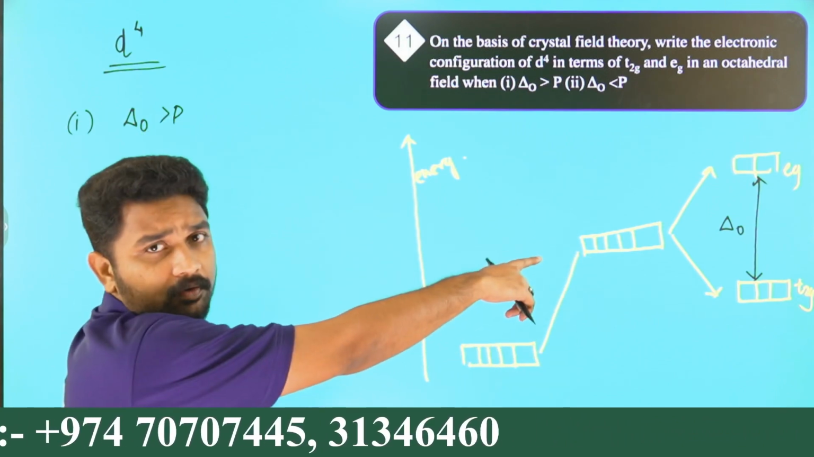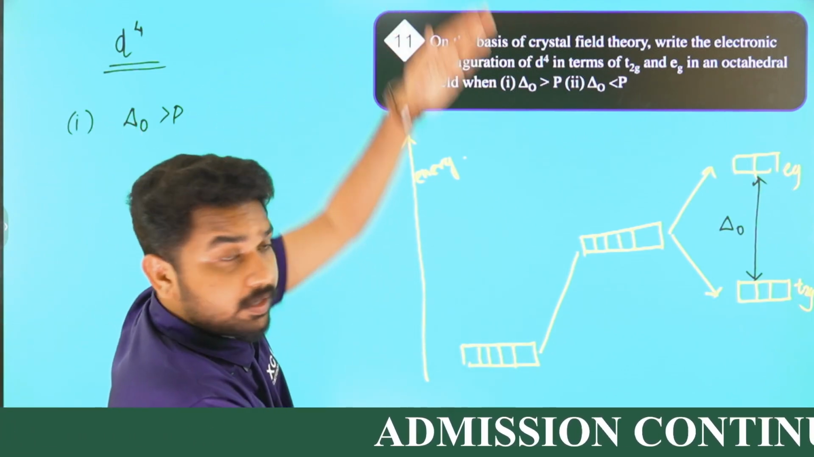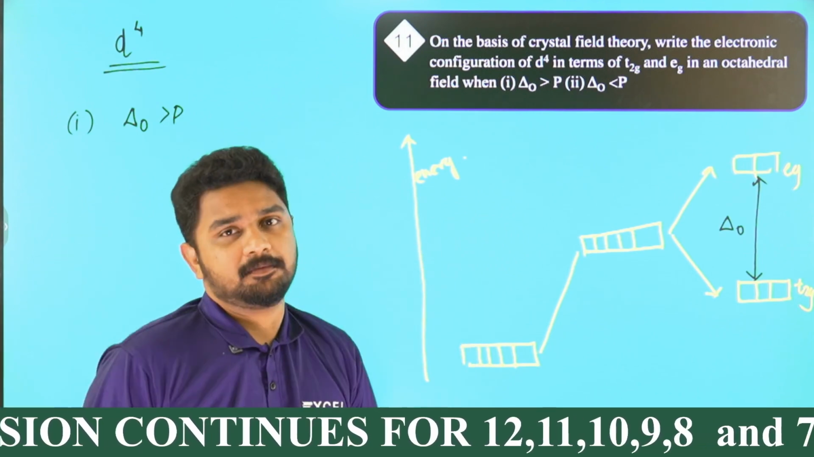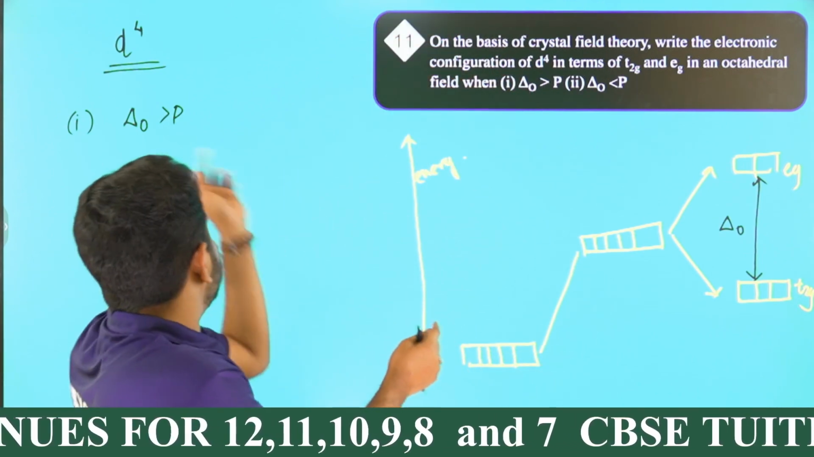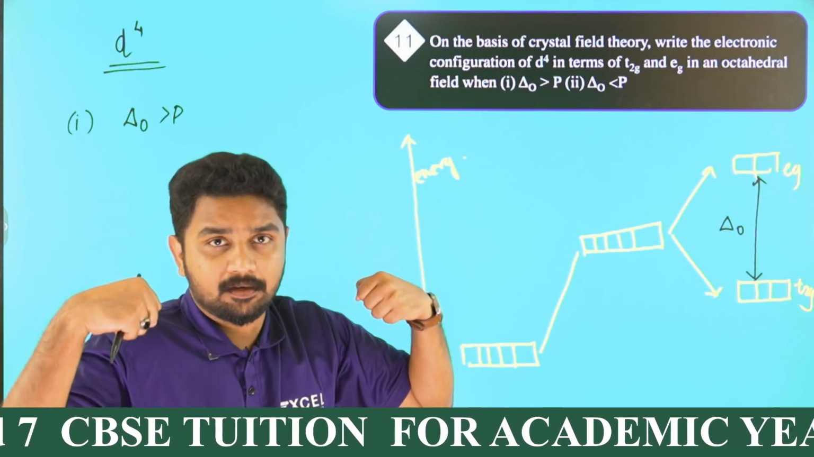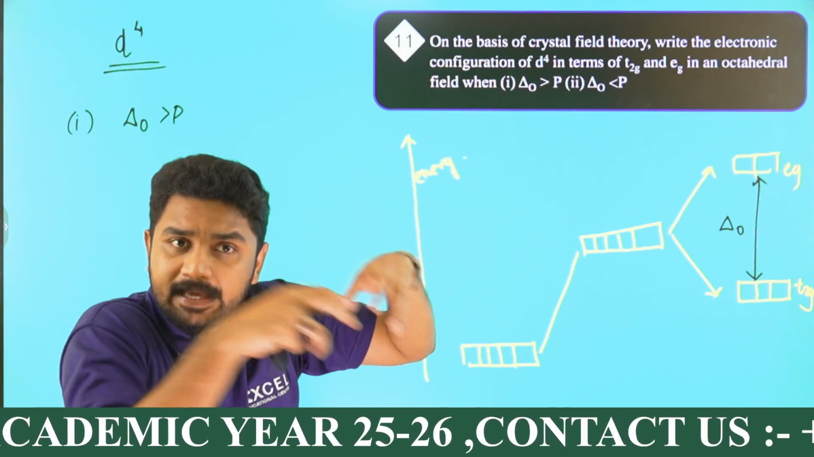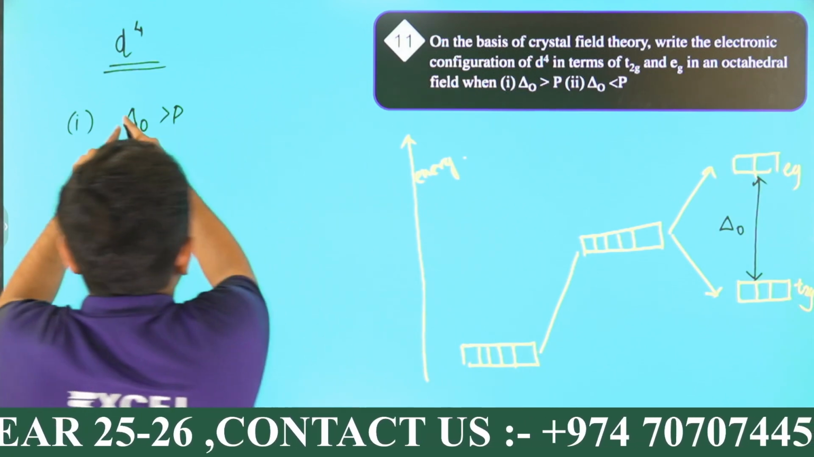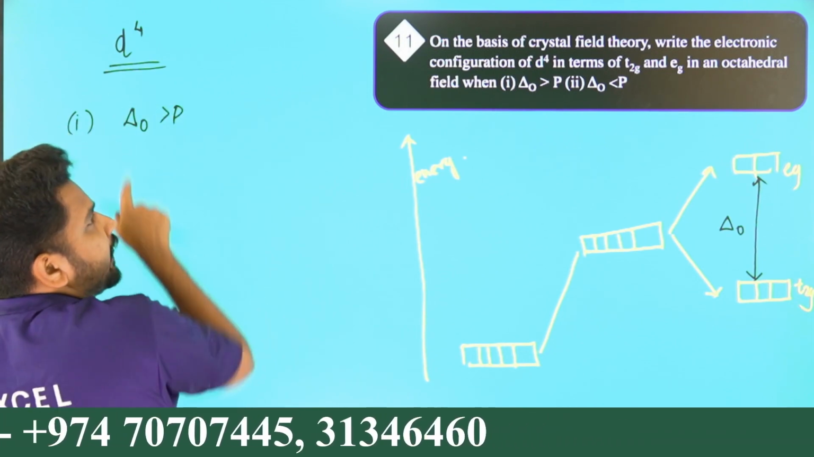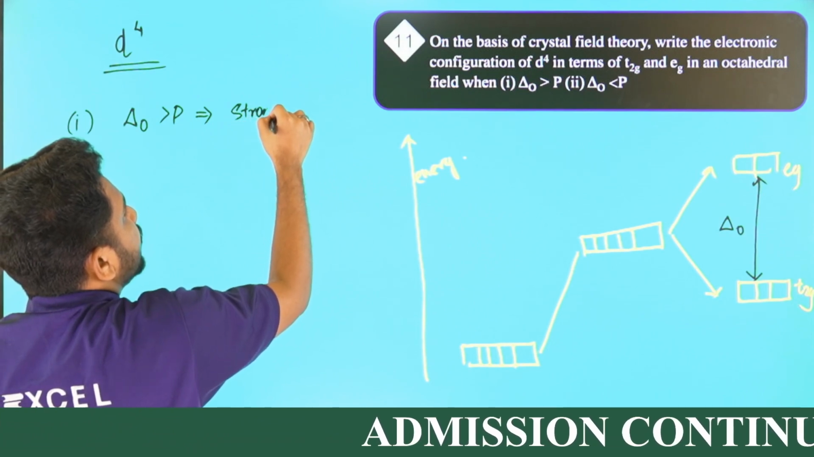Now you got the delta O, right? What is P? P is the pairing energy. And if delta O is greater, the greater the gap, that means the approached ligand is a strong ligand. If the splitting is more, that means delta O is more, then the ligand present in that complex is a strong ligand. If the splitting is very small, then you can say that the ligand in the complex is a weak ligand. So here you can see splitting is more, that is, delta O is greater than P. That means splitting energy is greater than pairing energy, so the approached ligand will be a strong ligand.